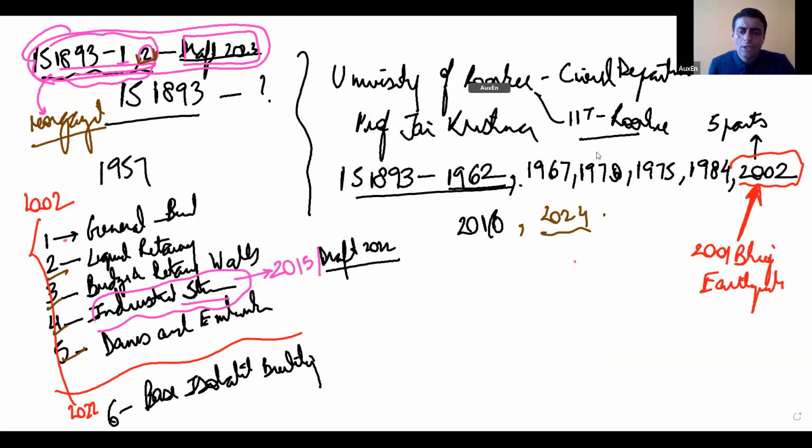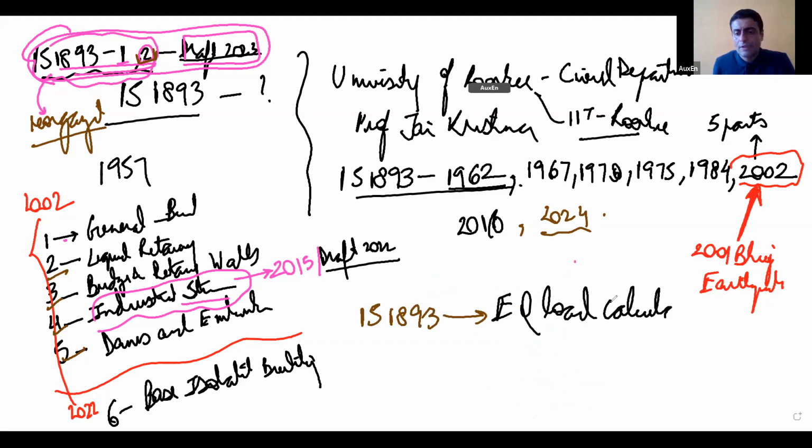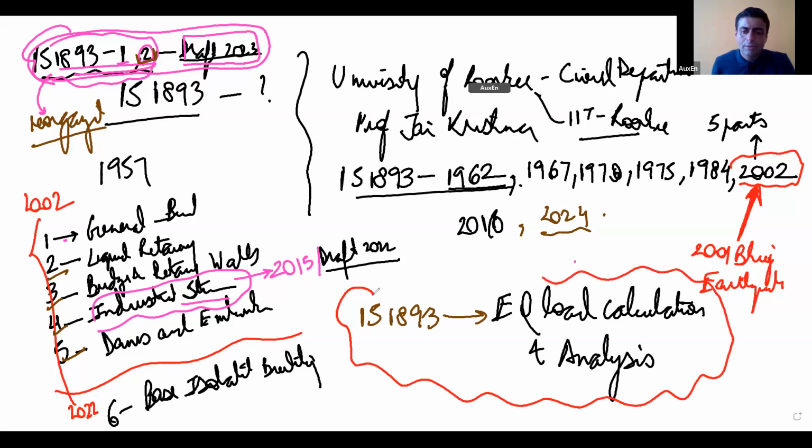So 1893 only deals with what? IS 1893 only deals with the earthquake load calculation and analysis. First of all, how will you calculate the earthquake loads? Then once the earthquake loads are calculated, how will you analyze the structure? What are the methods that you are going to use? When to use the equivalent static? When to use the response spectrum? All these things are covered in IS 1893.